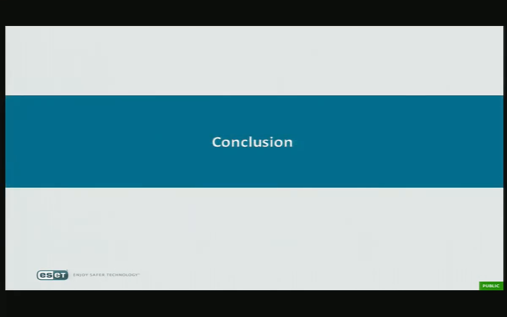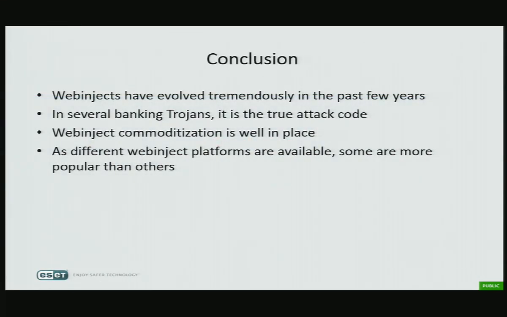So, in conclusion, we've seen that Webinjects have evolved tremendously in the past few years, and that in several banking trojans, it's actually the true attack code, the code that will bring some benefits to the fraudster. Webinject commoditization is well in place, so there are several coders targeting several institutions throughout the world. And as different Webinject platforms are available, some are more popular than others. So if we go back to my original question, asking whether there is one specific platform that is ubiquitous, the answer is no, but there are certainly some that are way more popular than others.